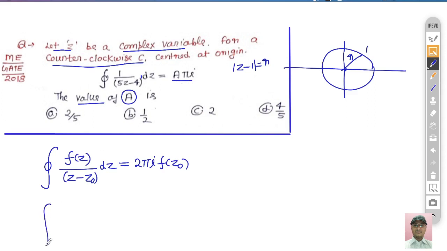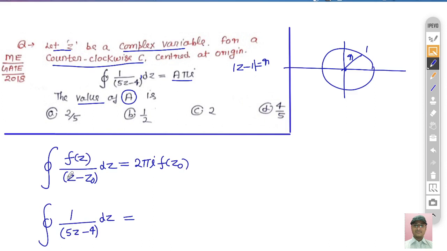Now what is our problem? The question is the integral of 1 upon 5z minus 4 dz. Now we have to make it equivalent to the formula so that we can compare it. Here f(z) is 1, so no problem, we put 1. But here we have z minus z0 and there 5z minus 4. Once you take 5 common, the coefficient of z will be 1.